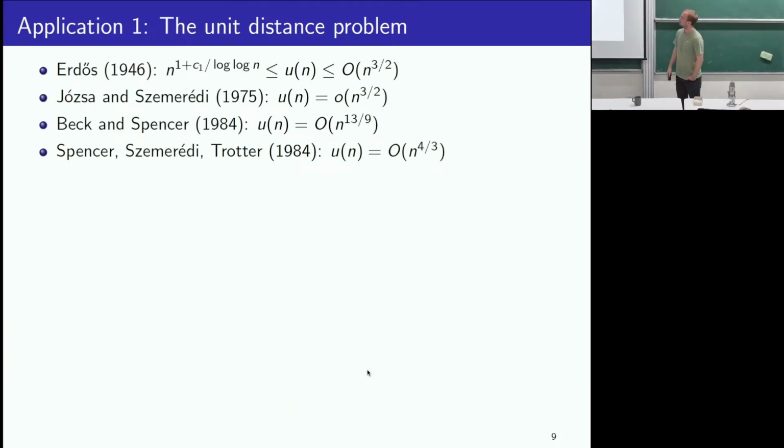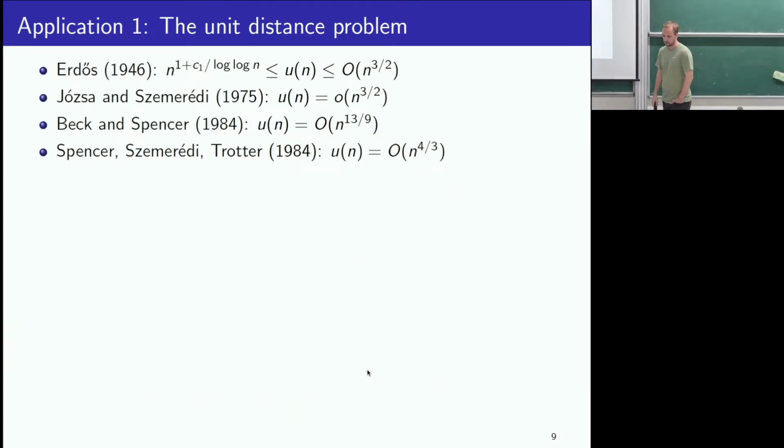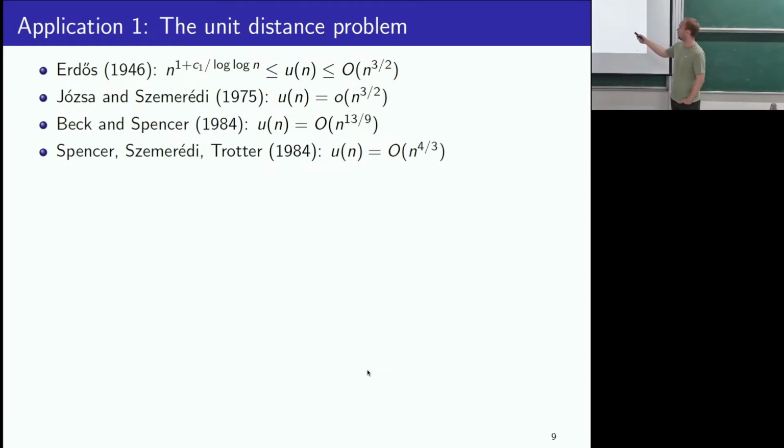And it turns out it's also quite a difficult question. Here you can see the history of understanding this function. Erdős himself proved the superlinear lower bound and upper bound of big O of n to the 3/2. And Turán similarly proved the small o of n to the 3/2, and Beck and Spencer big O of n to the 13/9. And then finally Spencer, Szemerédi and Trotter got n to the 4/3.